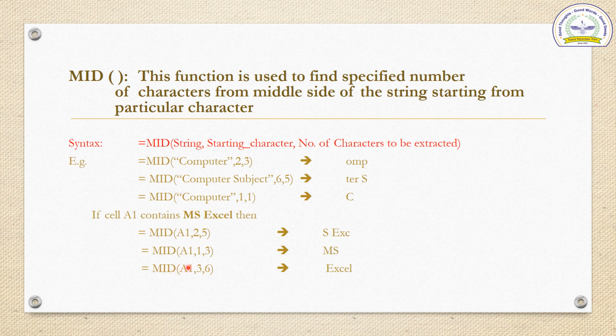The last one is the case where the extraction happens from the third character, which itself is a space in the A1 cell, and starting from that character 6 characters are extracted. So the space is one of them, and the word Excel has 5 characters. So the output is space and then Excel.